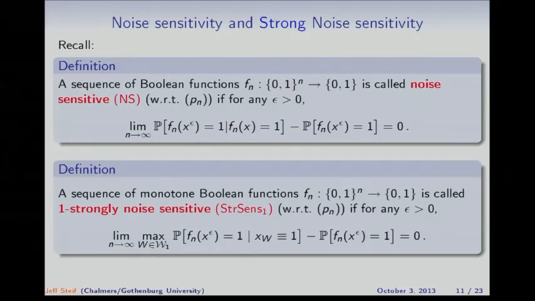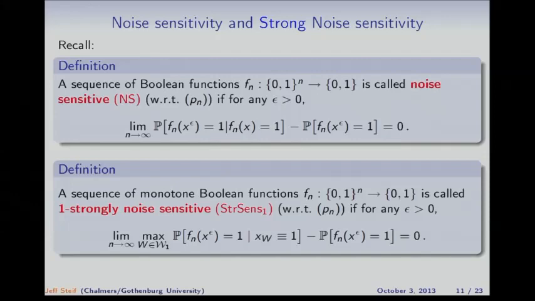in the case, let's say, where all the witnesses were the same, basically, instead of conditioning f_n of x being 1, I take one particular witness and I condition it to be 1. And then I ask, after I do the perturbation, what's the probability of f_n being 1? And is it the case that this conditioning, in the limit, they become essentially independent, so if I then subtract off the unconditioned probability, this goes to 0. And if this occurs, I call it strongly noise sensitive.